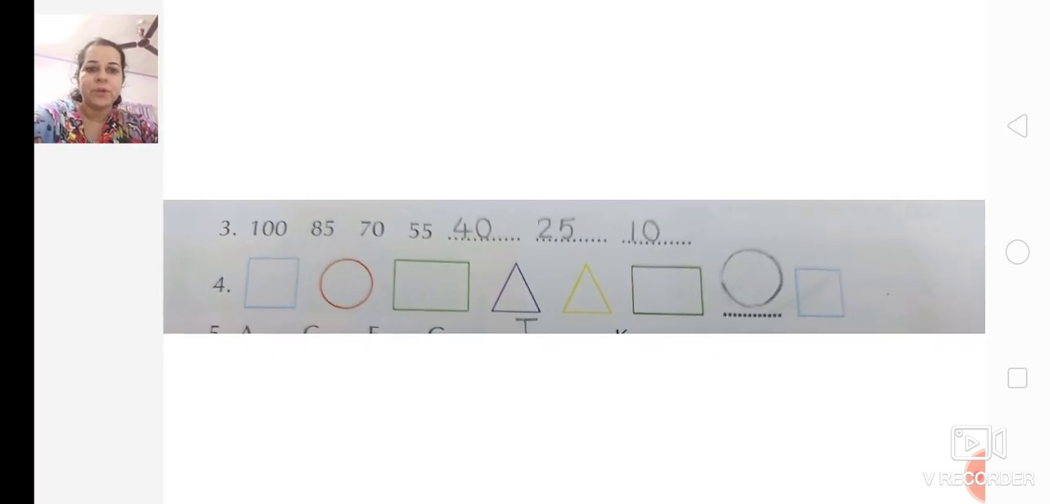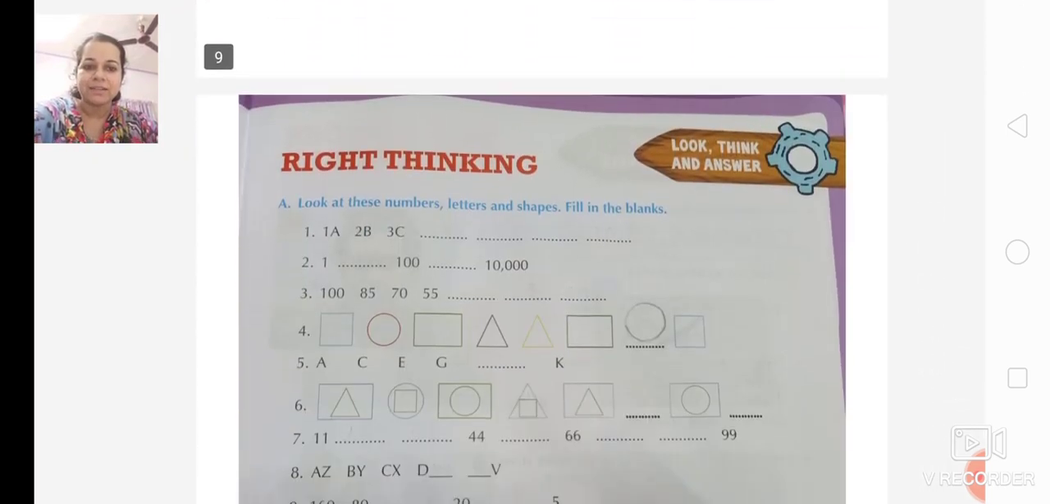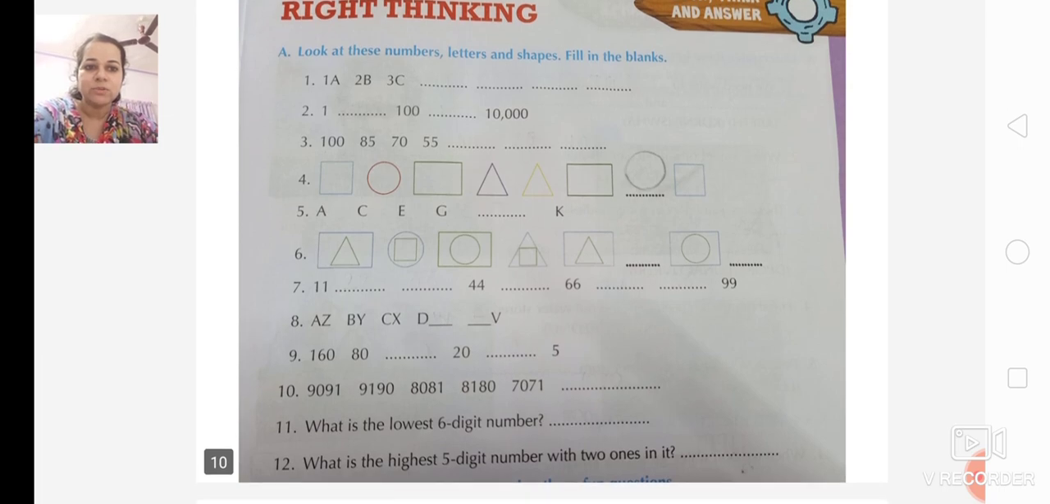Now we move on to the fourth blank. What is the fourth blank? Now here we have got patterns. Which is the first pattern? The first pattern is square. Second is circle. Third is rectangle. And fourth is triangle. Now in this answer we are going reverse method. Like I'll show you.